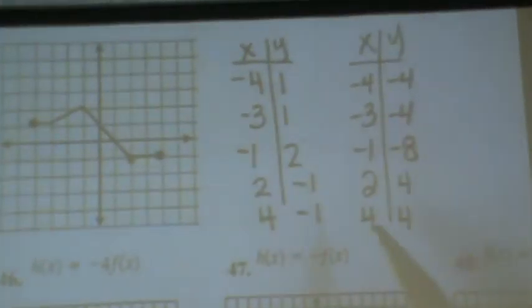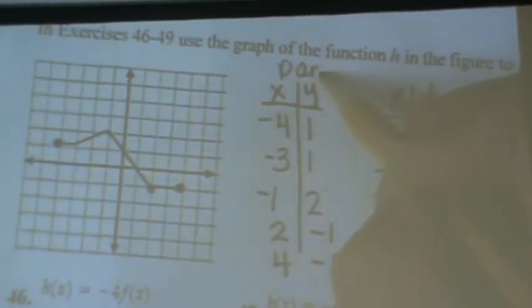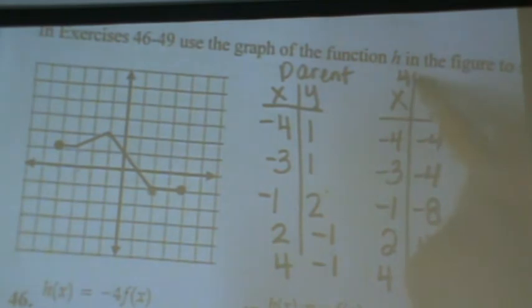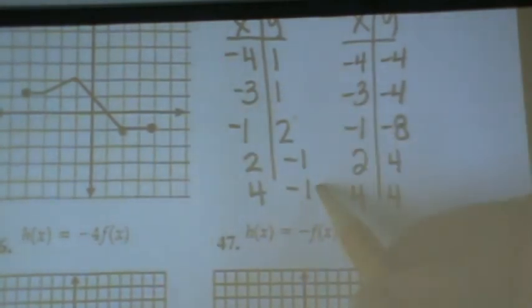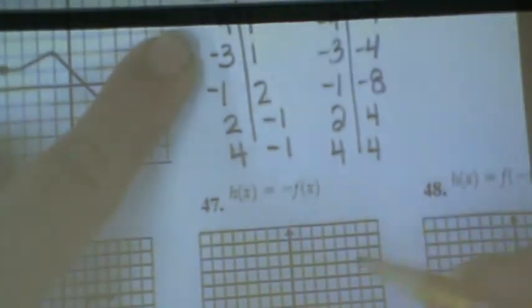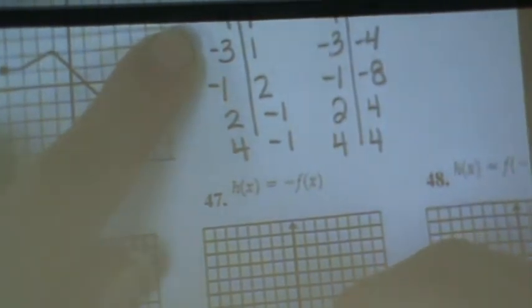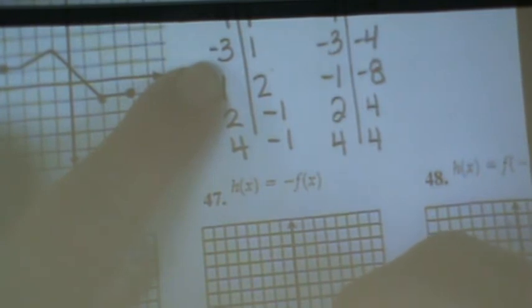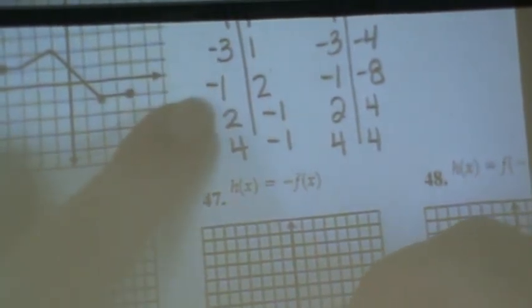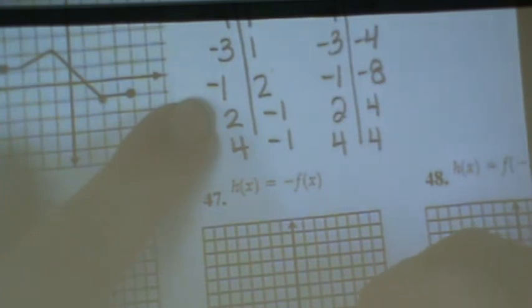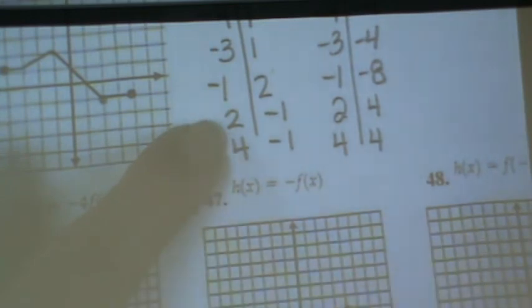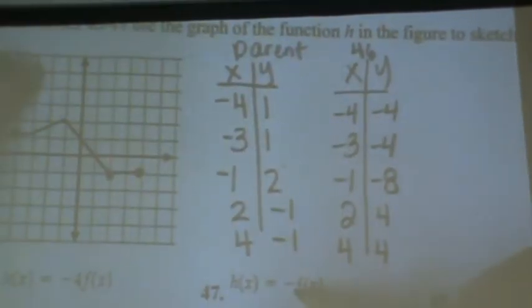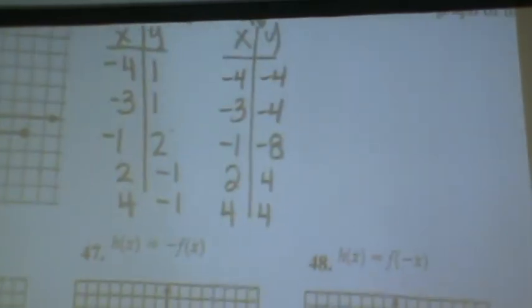For 47, all you would do is take, this is the parent function right here. These are the ordered pairs for 46. This is telling you to take all of your y values and just multiply them by -1. So you would graph -4, -1, -3, -1, -2, -1, 2, 1, and 4, 1. Here's your graph. So all that this is telling you to do is multiply the y values by -1.